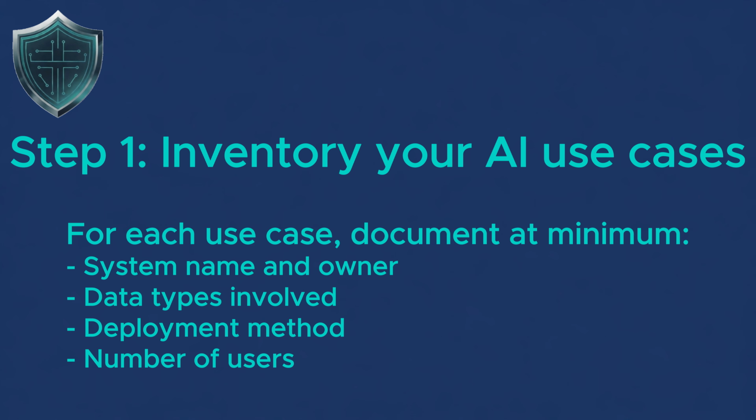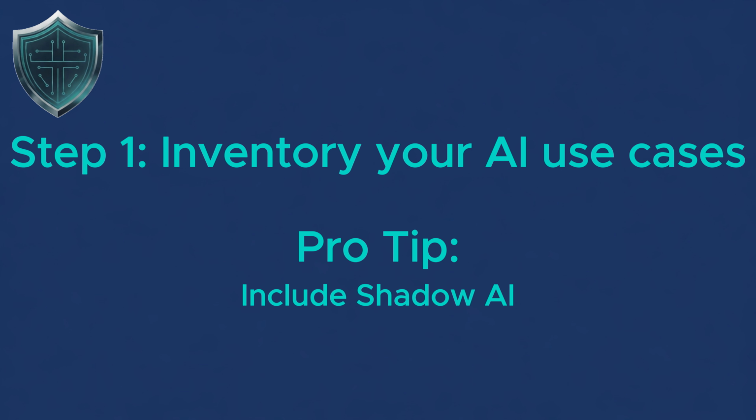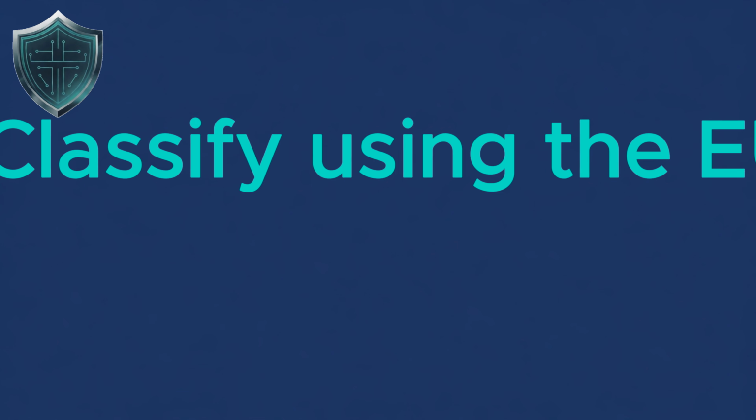For each use case, document at minimum: system name and owner, data types involved (PII, financial, health, intellectual property), deployment method, and number of users. Pro tip: include shadow AI. Tools employees are using that aren't officially approved. These often carry the highest risk.